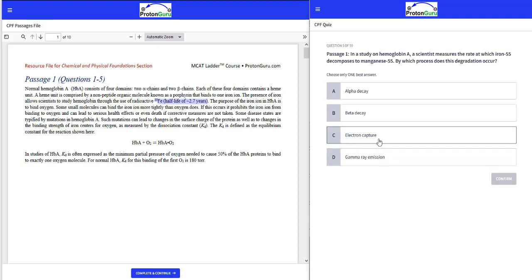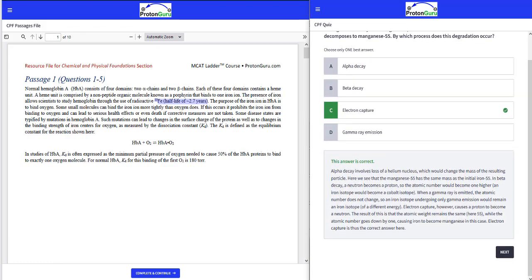Electron capture, however, involves an electron essentially combining with a proton to make a neutron, which means the mass wouldn't change because a proton and neutron are about the same mass, about 1 atomic mass unit, but you'd have 1 fewer protons. So instead of iron, you have 1 fewer in the atomic number. That's manganese 55. So electron capture is what we would expect in this case.